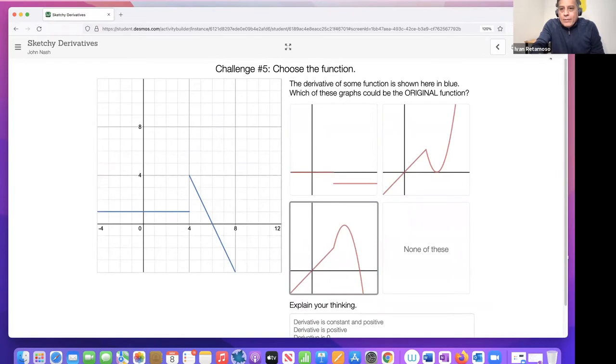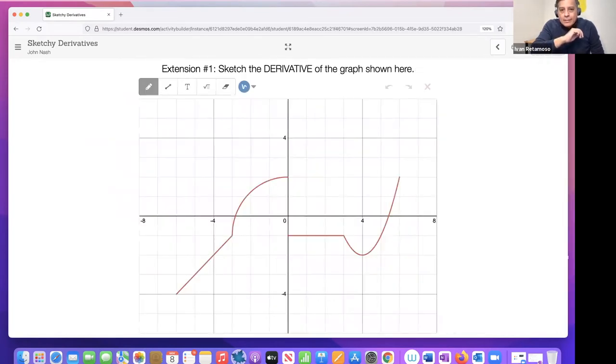All right, let's see one more challenge, perhaps. Let's see this one now. Feel free to approximate things because it's a sketch. Sketch the derivative of the graph shown here. So this is the function, figure out its derivative.